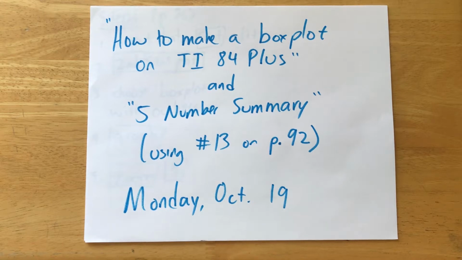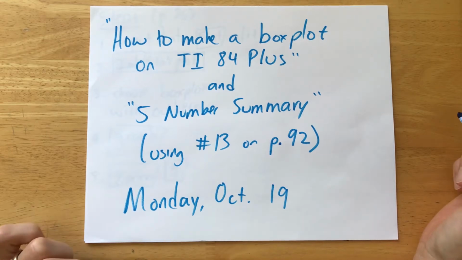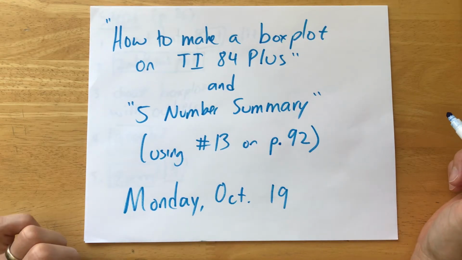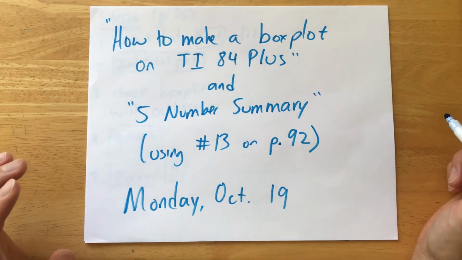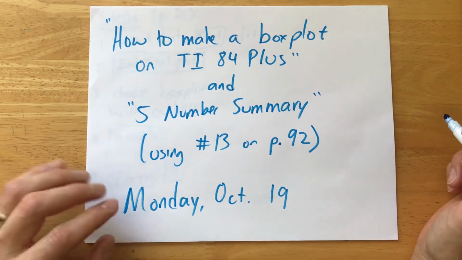I'm just going to go over how to make a box plot on your calculator and also how to find a 5-number summary. If you don't have a TI-84 Plus, your functionality might be a little bit different, but I think you can figure it out. If you can't, let me know.